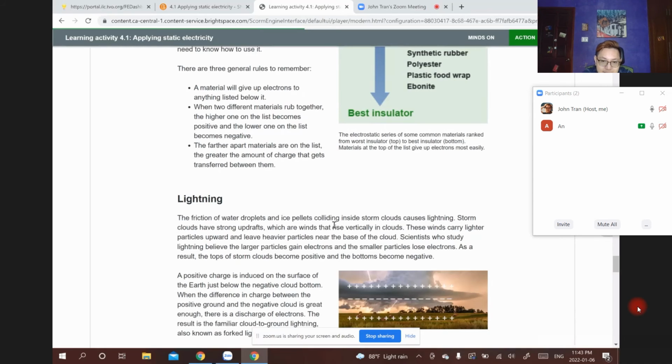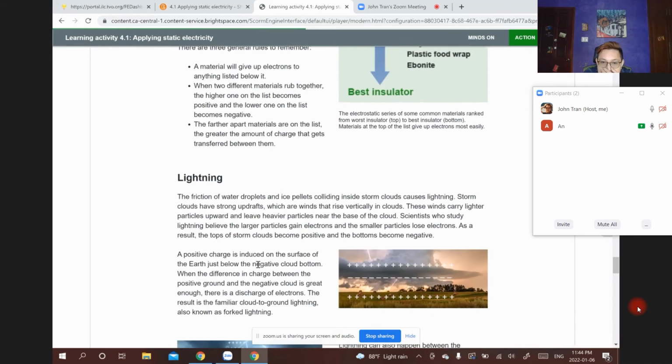So the lighter particles, up there, lose electrons and become positive. As a result, the top of the storm cloud becomes positive and the bottom becomes negative. So eventually the negative and positive charges will attract each other and cause lightning. Positive charge is induced on the surface of the Earth, just below.